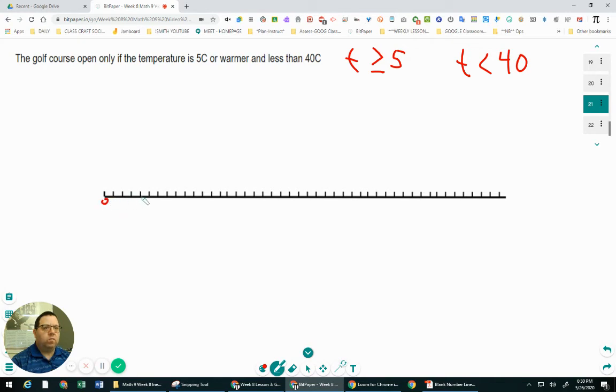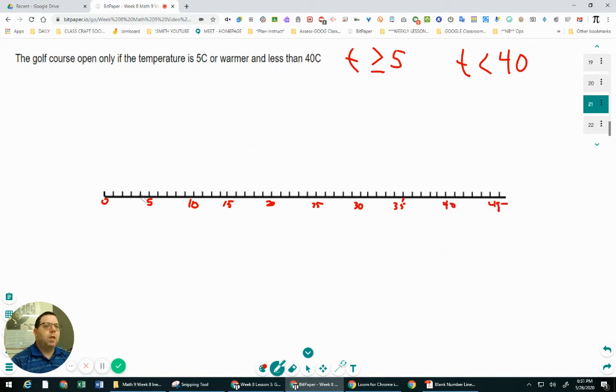So 1, 2, 3, 4, 5, 7, 8, 9, 10. You know what? I'm just going to guess at this point. I don't want to sit here and take a super amount of time. 20, 25, 30, 35. 1, 2, 3, 4. No, it's right here actually. 1, 2, 3, 4, 5, and 40, and whatever. That's probably 45. That's good enough.